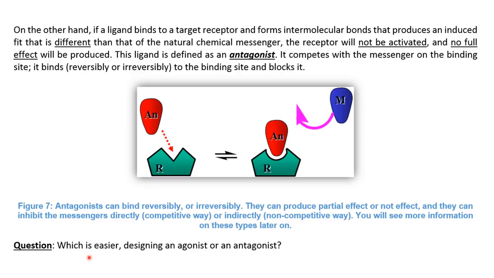Based on that explanation before, I'd assume you would figure out which is easier to design, an agonist or antagonist. And based on your answer, look at the drugs at your pharmacy and see what the most common kinds of drugs are. Do you see most of them as inhibitors, blocking agents, and antagonists, or do you see most of them as agonists?